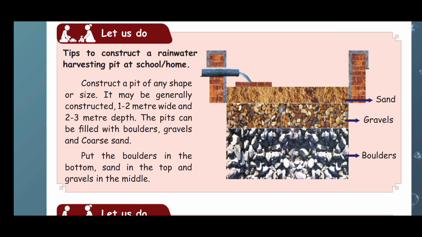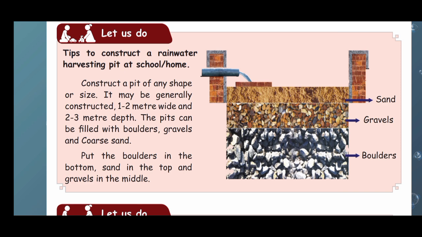Okay, let us do tips to construct a rainwater harvesting pit at school or home. Construct a pit of any shape or size. According to the water receiving, we have to maintain the depth and length. So it can be square, rectangle or circle, any shape. It may be of any size depending upon the size of the buildings. Next, it may be generally constructed 1 to 2 meters wide and 2 to 3 meters deep. So it is an approximate depth and length which it should be.